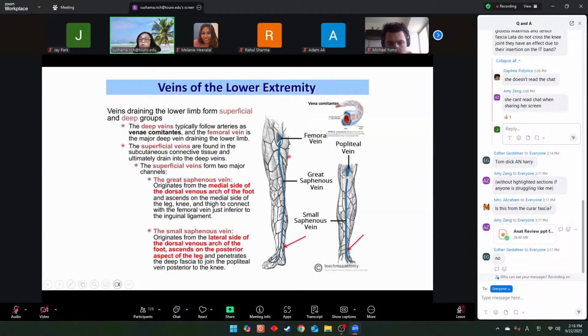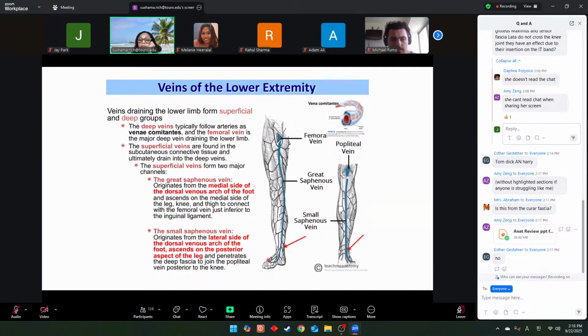Veins of the lower extremity. If you have questions, speak, because I'm speaking fast. Just interrupt me. Okay, so superficial veins. The superficial venous system of the lower extremity is extremely important clinically. It is where we have varicose veins, and we can get venous ulcers. Those are all happening with the superficial venous system.